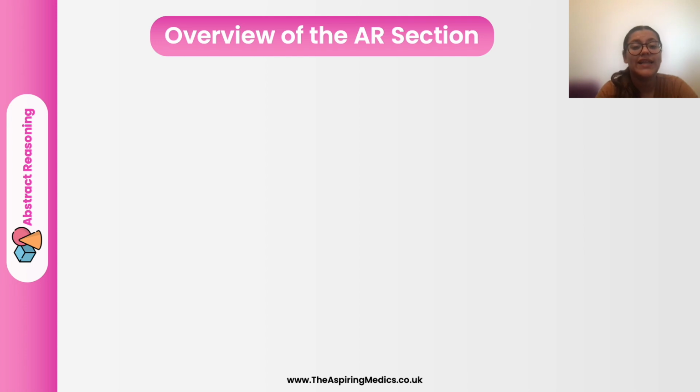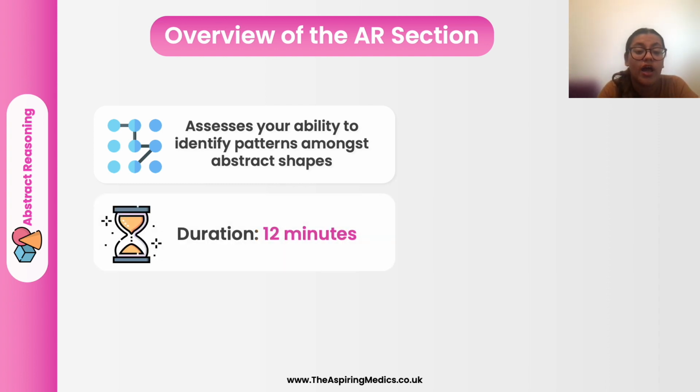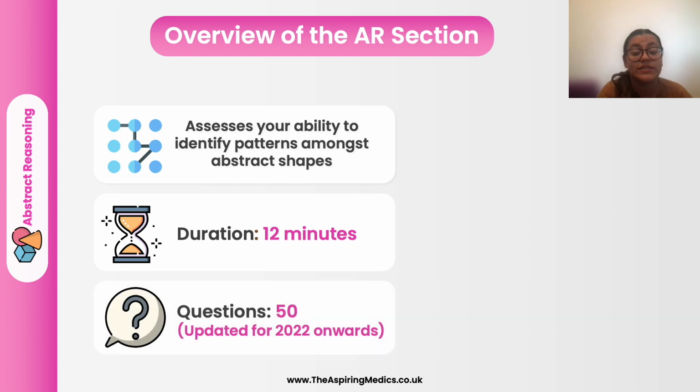So first, let's have a quick overview of the abstract reasoning section. So what is this section all about? It assesses your ability to identify patterns amongst abstract shapes, so identifying both similarities and differences. This section lasts 12 minutes and you have to answer 50 questions in this time, and this has been updated for the 2022 exam.